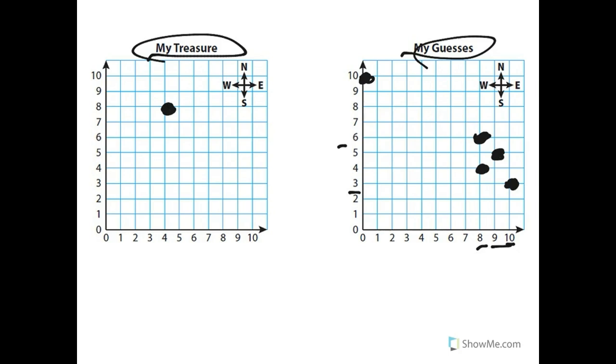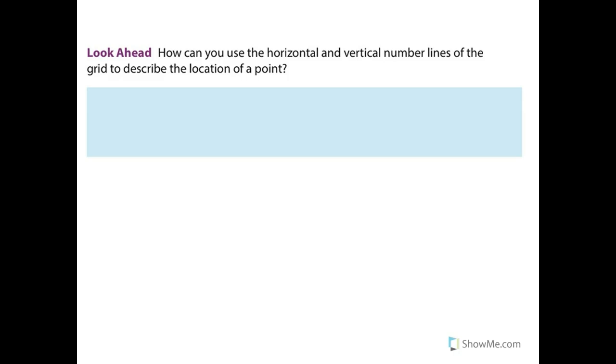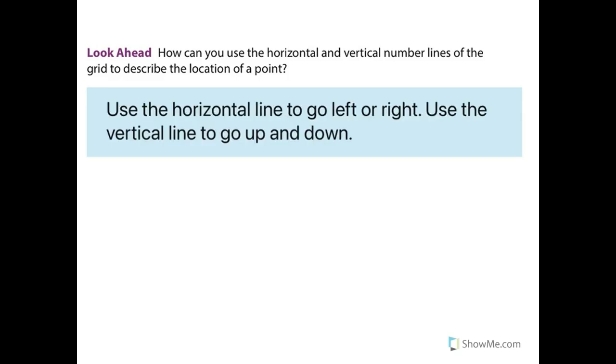Well, all right. So in our look ahead, how can you use the horizontal and vertical numbered lines of the grid to describe the location of a point? And here's what I'm going to say. Use the horizontal line to go left or right. Use the vertical line to go up and down.